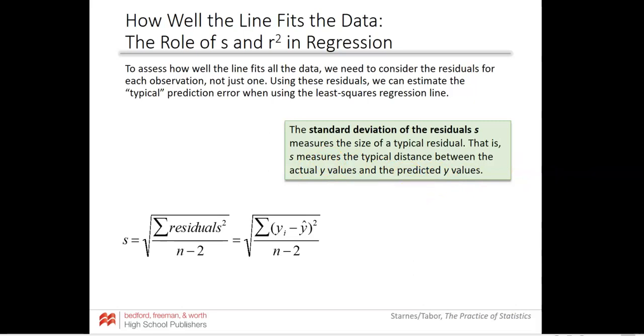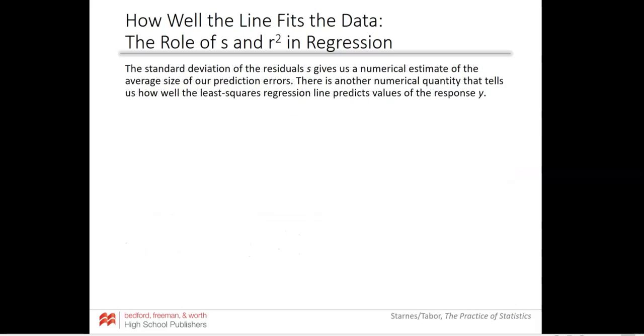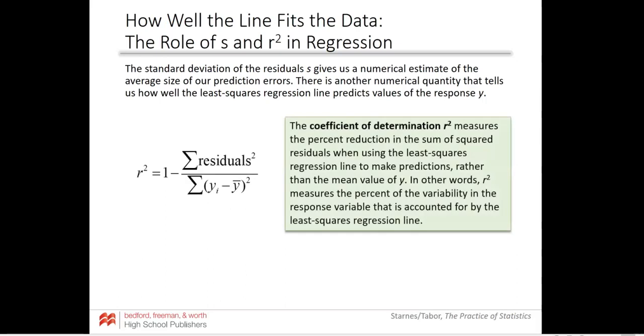And so this is the typical distance, not deviation from the mean. It's typical deviation from the actual y values to the predicted y values that we're talking about. So the distance or deviation from the actual y values to the predicted value, typically. Okay, so we're kind of combining those two interpretations into one for S.